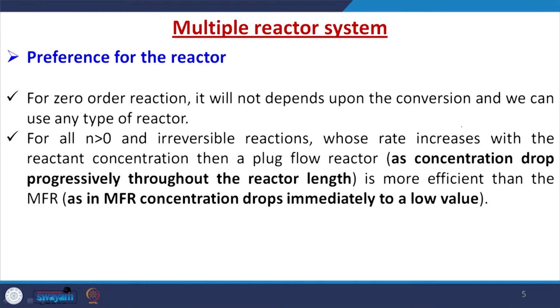If we talk about the preference for the reactor, for zero order reaction it will not depend upon the conversion, so we can use any type of reactor. For all n greater than 0, that means positive order irreversible reactions, whose rate increases with the reactant concentration, a plug flow reactor, as the concentration drops progressively throughout the reactor length, is usually more efficient than the mixed flow reactor. In the case of a mixed flow reactor or MFR, the concentration drops immediately to a low value.